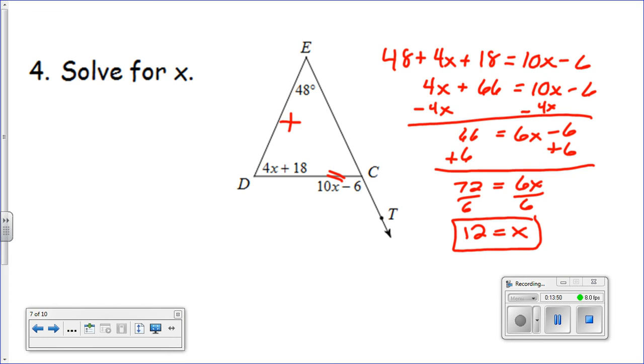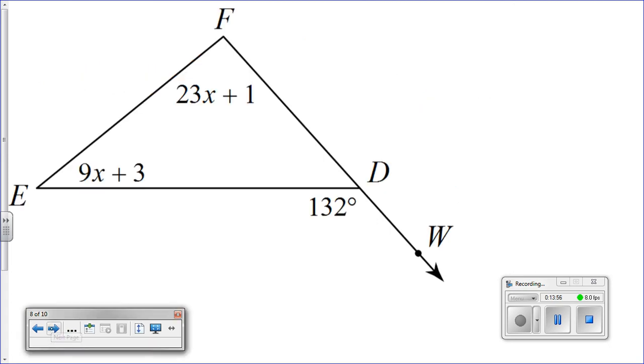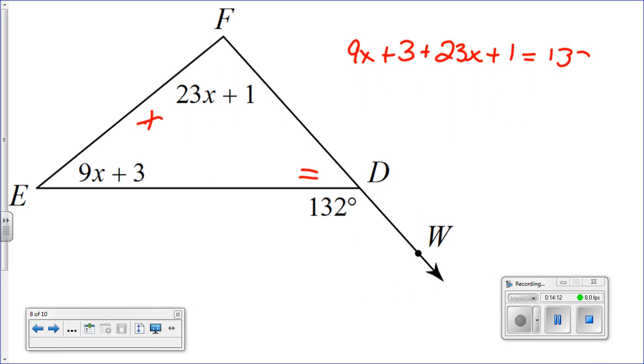So what your homework is going to be tonight is just going to be to practice doing this. So when you see situations like this right here, this angle plus this one equals the one on the outside. So 9x plus 3 plus 23x plus 1 equals 132. And then solve it.